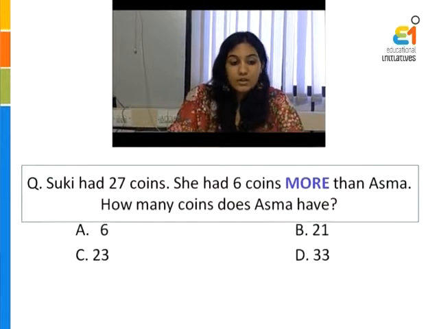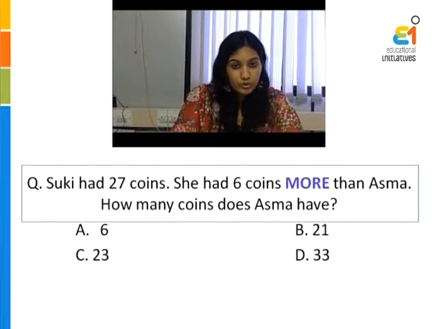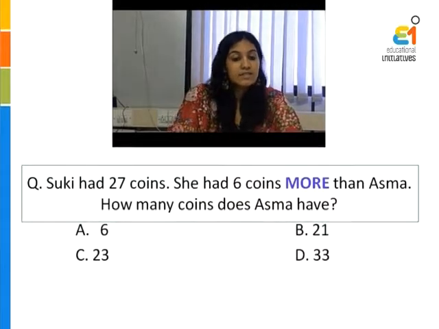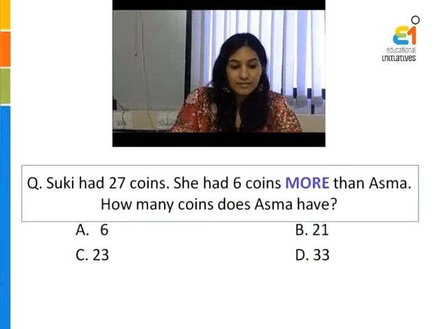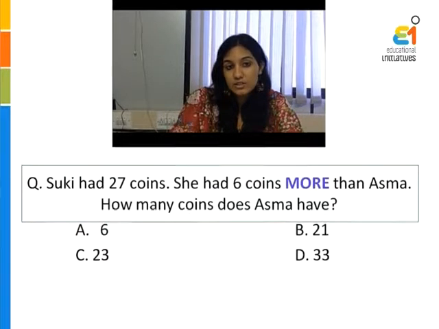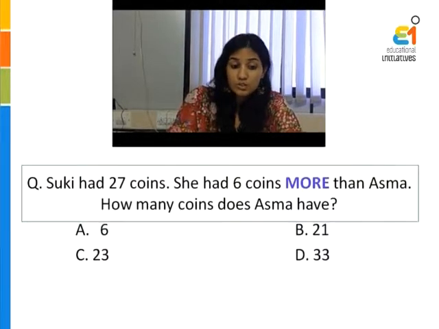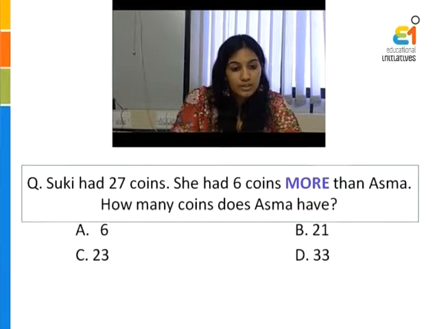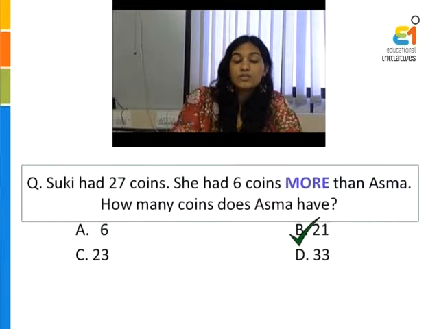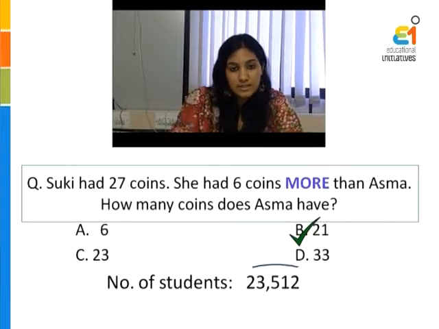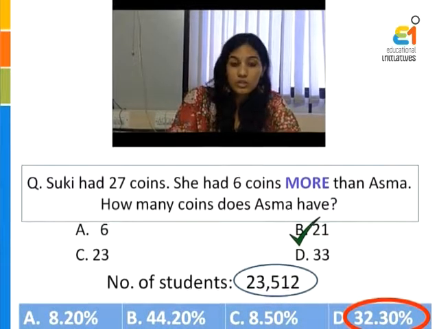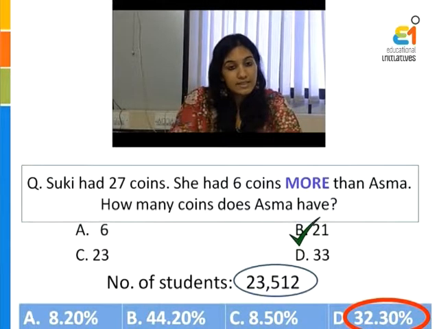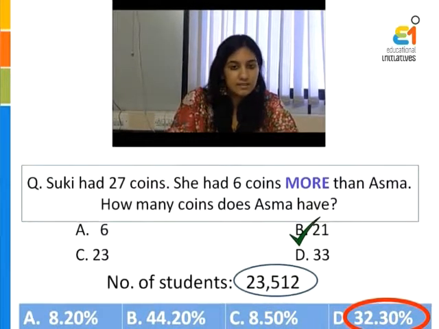Similar mistakes are made when students spot the word more. In another class 3 asset paper, the question given said that Suki had 27 coins and that she had 6 coins more than Asma. Students were required to find out how many coins Asma had. Out of the 23,000 students that attempted this question, 32% seem to have concentrated only on the word more and added 27 to 6 to get the answer 33.